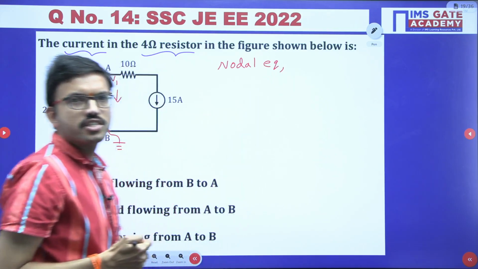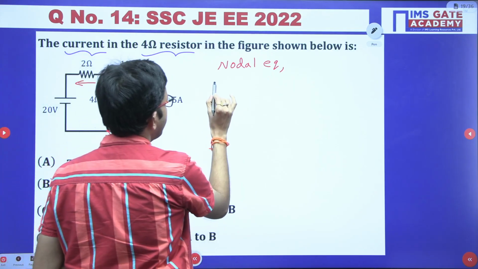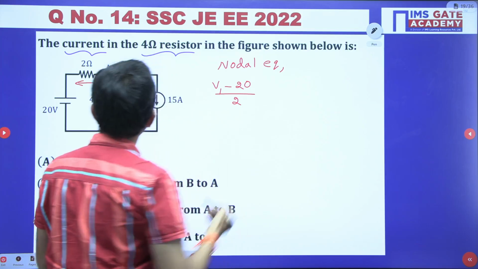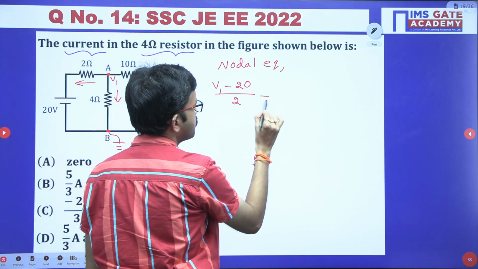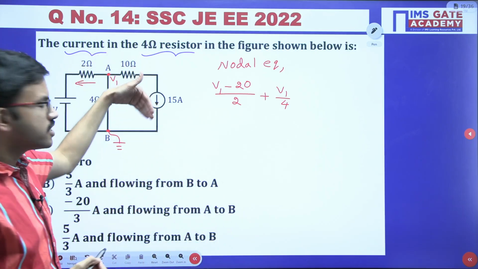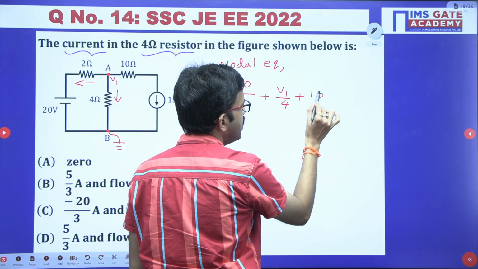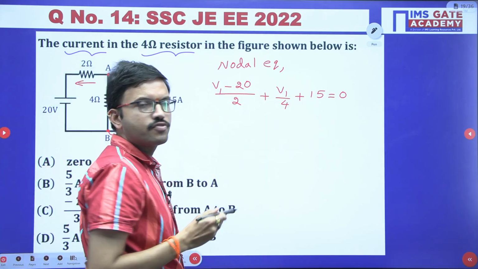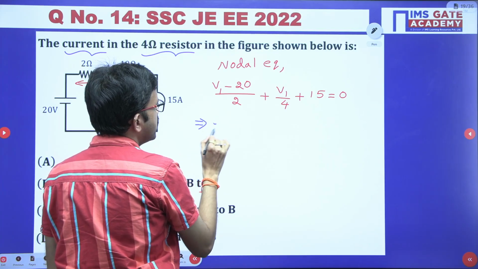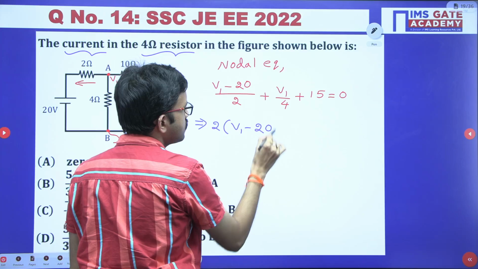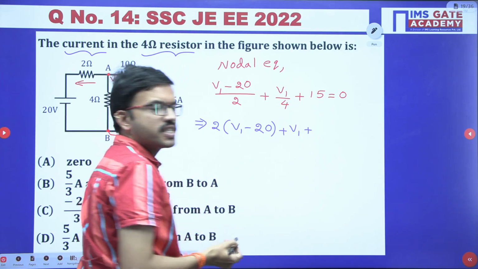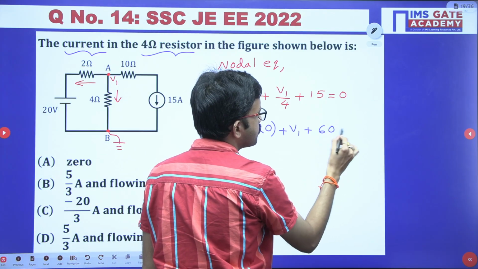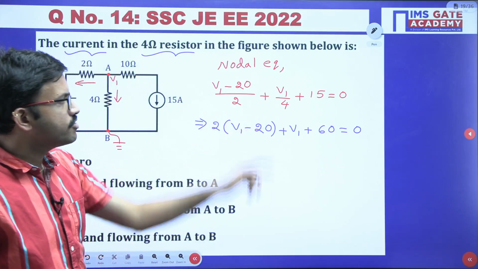Just apply the nodal equation. In this 2 ohm resistor, the current flowing is (V1 minus 20) divided by 2 ohm. Then similarly here V1 by 4, and in this branch 15 ampere is leaving. So the sum of all the leaving currents equals 0. Now you can do the LCM, or otherwise multiply the overall equation by 4. Then 2 times (V1 minus 20), then V1, plus 4 into 15, that is nothing but 60, equals 0. 4 15s are 60. I have multiplied the entire equation by 4.